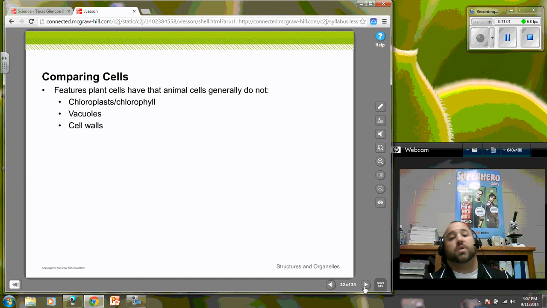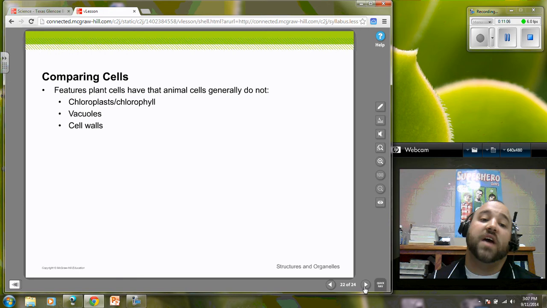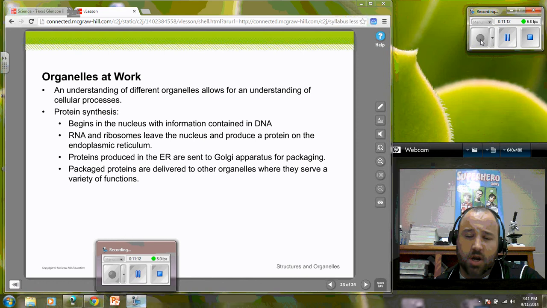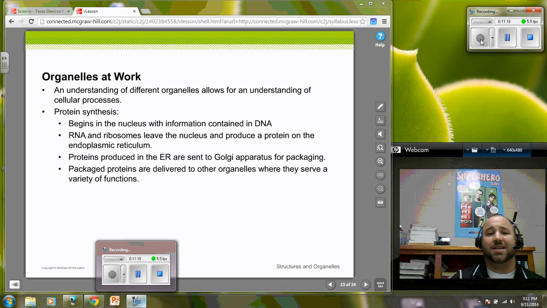Comparing cells, plant cells have things that animal cells don't, such as chloroplasts, chlorophyll, vacuoles, and cell walls. All right, so that's the part on the organelles and what's different between plant and animal. Next thing we've got is how these organelles work.